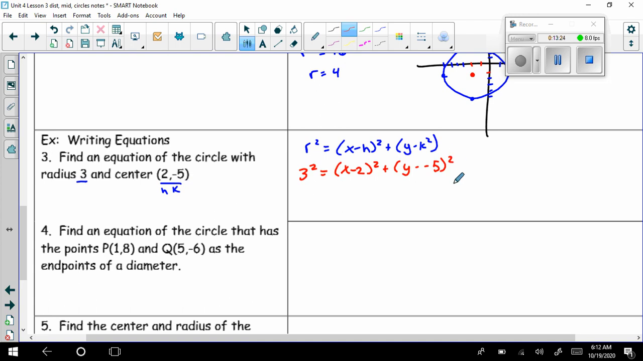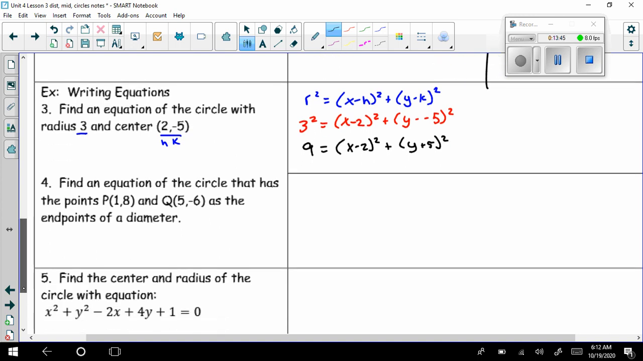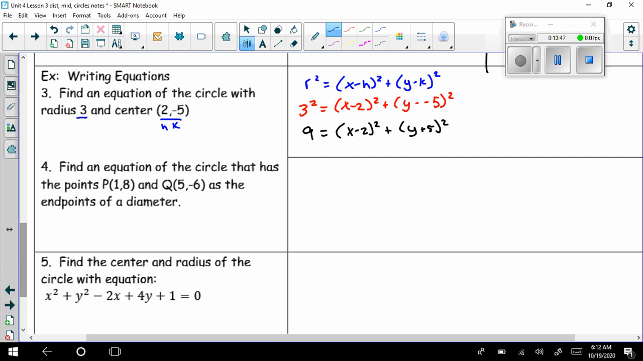And you should be able to skip this step. Oops, I put my squared in the wrong spot there. Sorry about that. And then just simplify. So 9 equals x minus 2 squared plus y plus 5 squared. And there's your center and your radius and your equation.